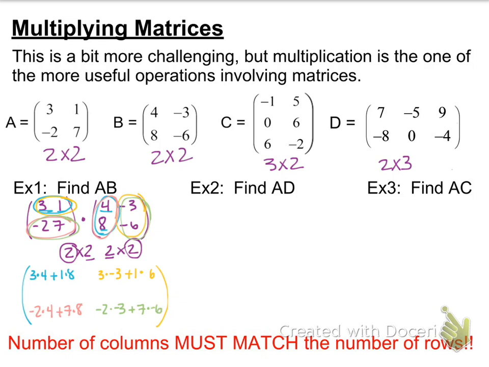Now I just type it all in my calculator. So 3 times 4 plus 1 times 8. So I get 20. My yellow one, I'm going to get negative 15. My pinkish one, I'm going to get 48. And then my last one, I'll get negative 36.